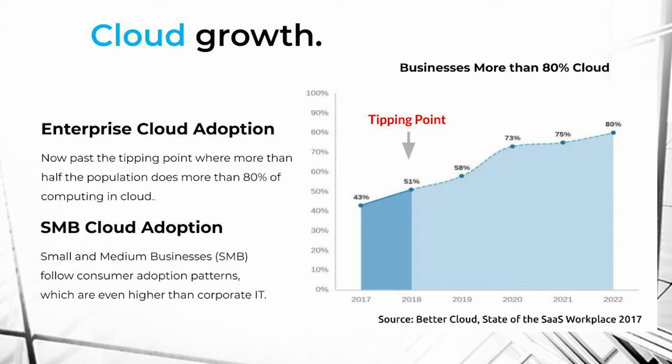The survey covers a wide swath of the U.S. business community. The tipping point that's called out on here shows that as of 2018, more than half of all businesses were doing more than 80% of their computing in the cloud. So more than half are doing more than 80% of their computing in the cloud across all application types. And of course, that graph just keeps going up and to the right until you get to 80%, 90%, and ultimately probably something north of that. So that's the tipping point.